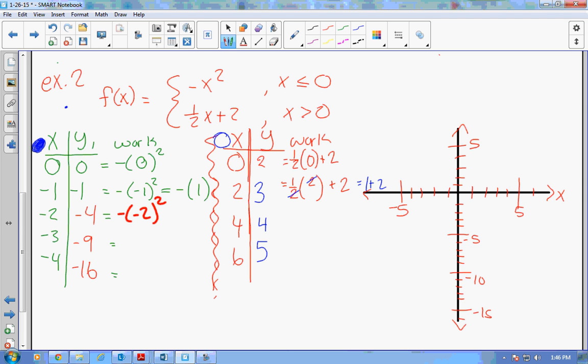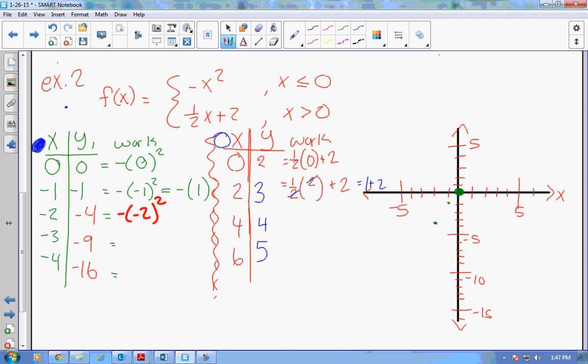Okay, so the first table should look curved. It should be like a quadratic. Starting with 0, 0, we already determined it should have that closed circle. So make sure it's obvious that it's a closed circle. So I would make it big and make it very apparent that it's filled in. Then we have -1, -1. -2, -4, and it should start looking like it's curved.